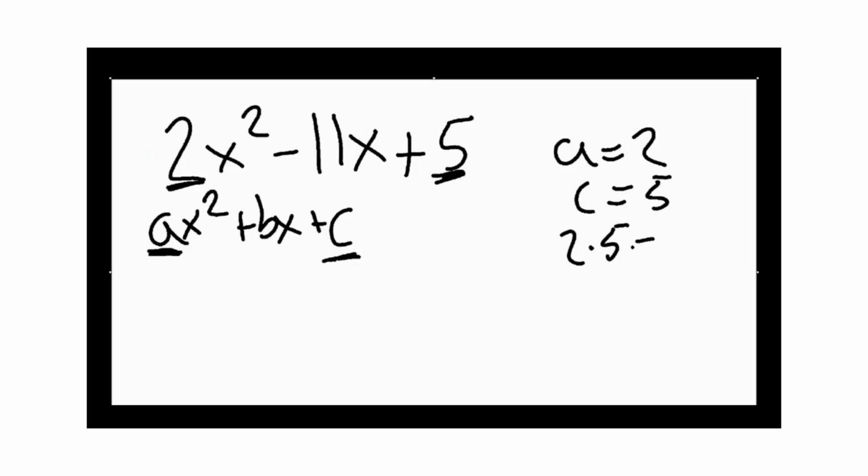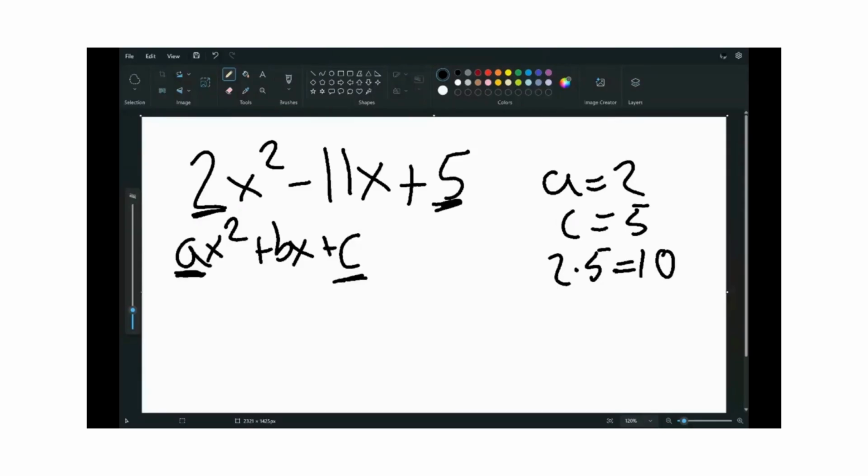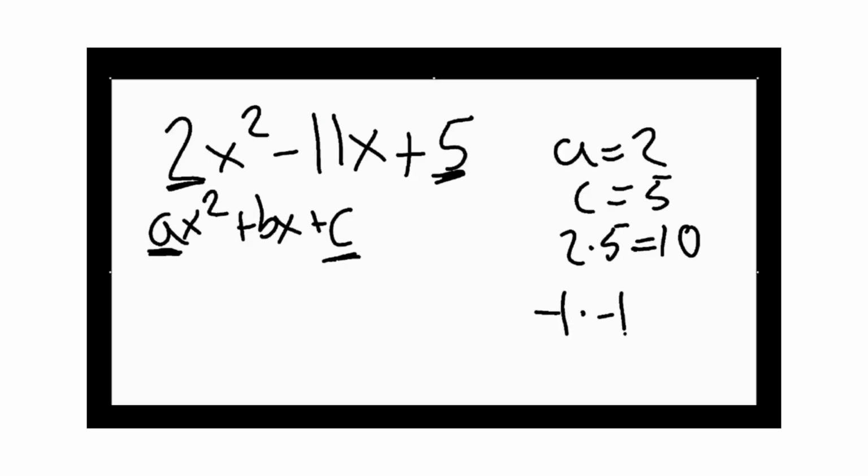And in this case, AC is equal to 10. Now we need to find two numbers that multiply to 10 and add up to negative 11. And there's only one set of factors that works for this, and those are negative 1 and negative 10. Because negative 1 times negative 10 equals positive 10, and negative 1 plus negative 10 is negative 11.